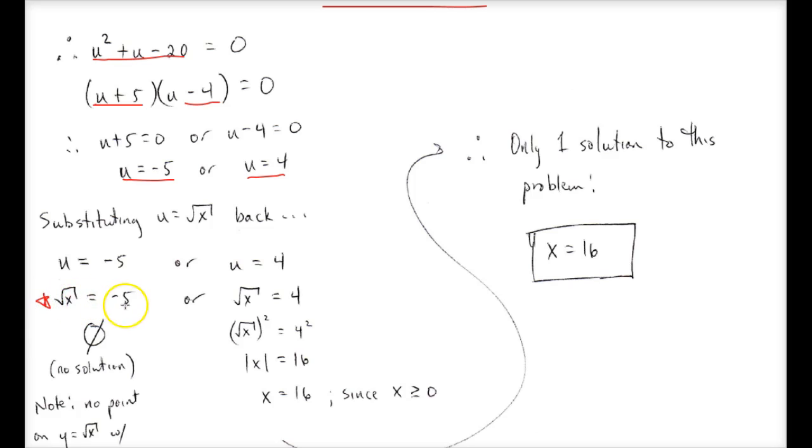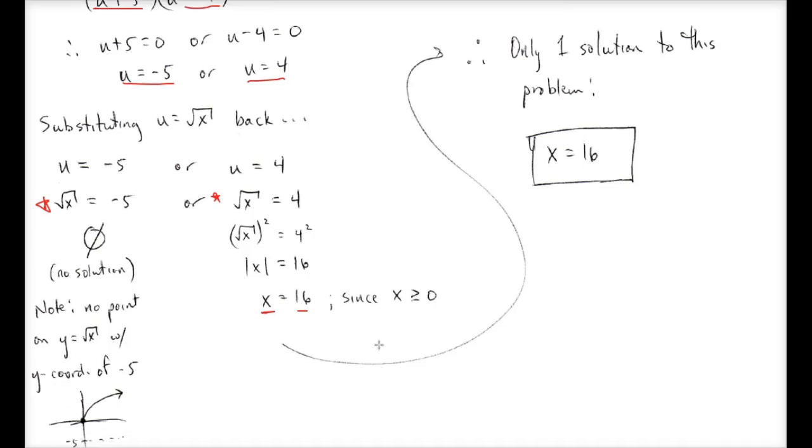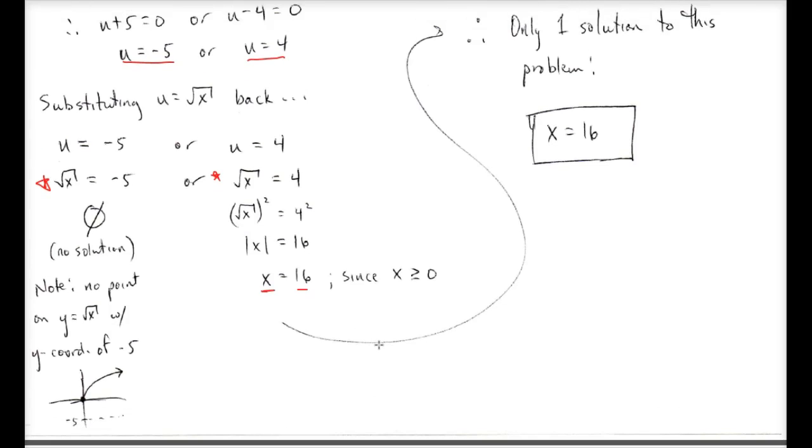If we substitute back square root of x in for u, for the first equation we have square root of x is equal to -5, which we know is no solution, because the principal root of any value of x that we plug in has to be a non-negative number. For the second one, square root of x equals 4, so if we square both sides, assuming that x is greater than or equal to 0, the left side is x and the right side, 4 squared, is 16.